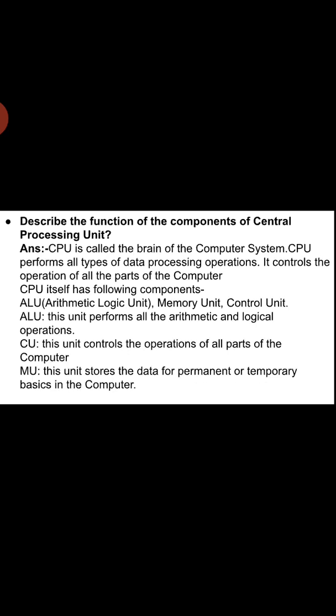The next question is: describe the functions of the components of the central processing unit. In this you have to describe the functionality of the components of the CPU. The CPU is called the brain of the computer system because it does all the processing work. The CPU performs all types of data processing operations. It controls the operation of all the parts of the computer. The CPU has three components, which are ALU, CU and MU. We will talk about these components.